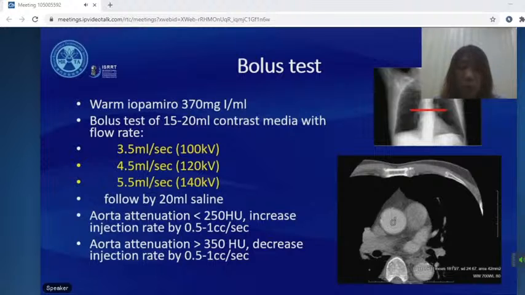We measure the attenuation of the ROI in the peak enhancement images. If the value is below 250 HU, we would increase the injection rate by 0.5 to 1 ml per second in the CCTA scan. If the value is over 350 HU, we will decrease the injection rate by 0.5 to 1 ml per second in the CCTA scan.